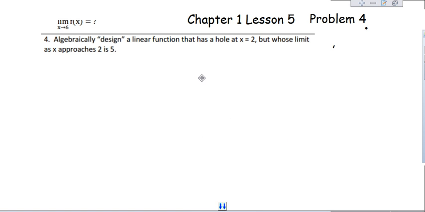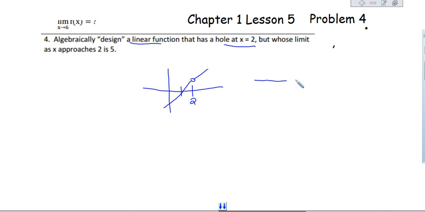Okay, continuing on with this chapter 1, lesson 5, let's look at problem number 4. It can be a tough one. It says to design a linear function that has a hole at x equals 2. So graphically what that looks like, and I'll erase this in a second, at 2 we have some linear function, and I don't know what direction it's going to end up going, but it comes right up here, let's say, and there's a removable hole at x equals 2.